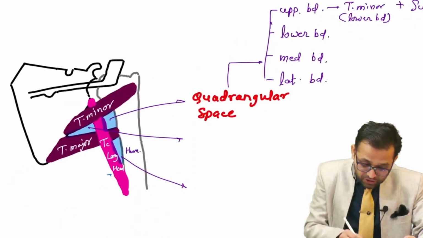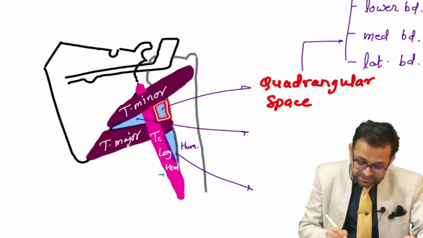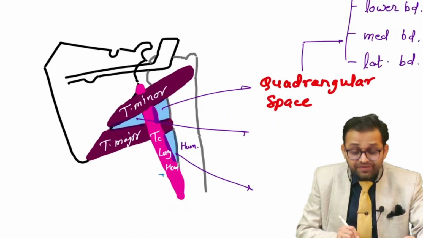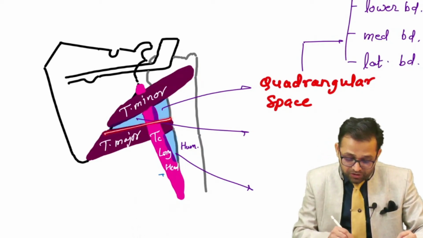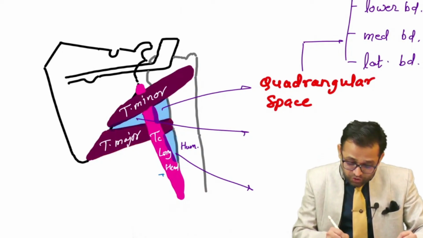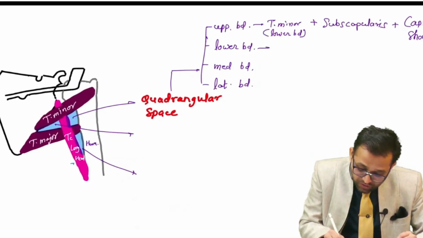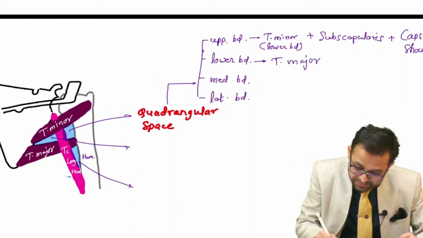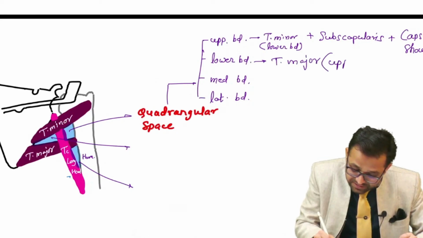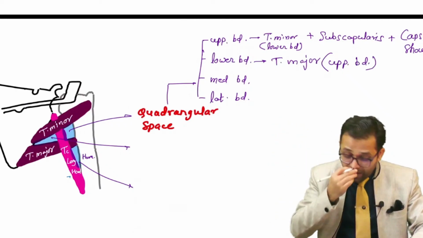ओके सर, नाउ द लोअर बाउंड्री इज फॉर्म बाय द विच मसल? Teres major. Yes sir, this is the quadrangular space. The lower boundary is formed by teres major. Now again, this teres major is having two borders, upper border, lower border. Sir, the lower boundary is formed by the upper border of the teres major muscle. What you will say? Sir, the lower boundary is formed by what? Answer is the teres major. Which border बेटा? Remember, answer is upper border. सबको समझ में आया बेटा? फाइन, चलो आगे हम देखते हैं.